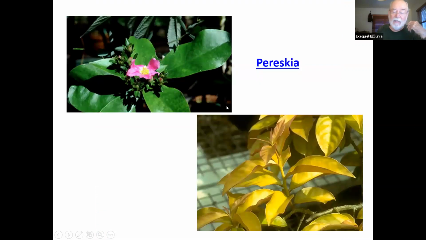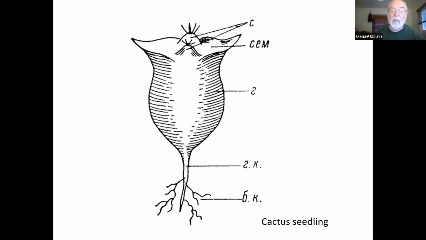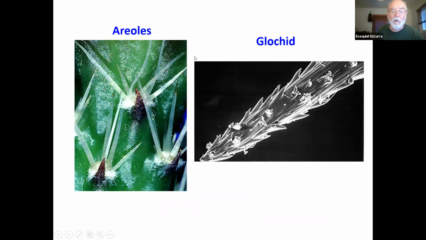There, again, there are some cacti that grow in the tropics and the genus Pereskia that you would normally not even recognize if you saw them without looking at the flower. If you didn't see the flower, you wouldn't even recognize them as a cactus. Most cacti, when they germinate, are dicotyledons, so they have two cotyledons, but they're fleshy and plump and succulent from their germination. This is a seedling of a cactus. You can see the first cotyledon, the second cotyledon, and then the areoles that start forming.